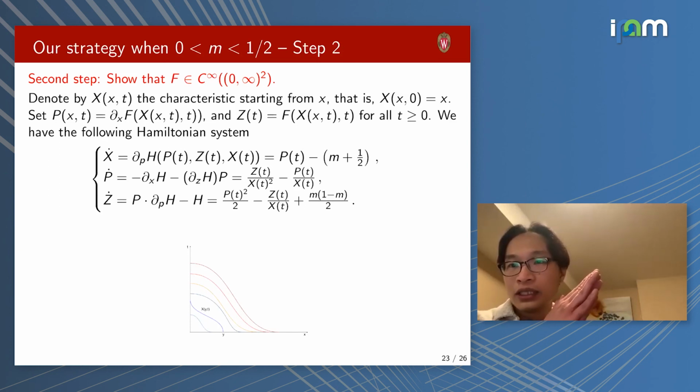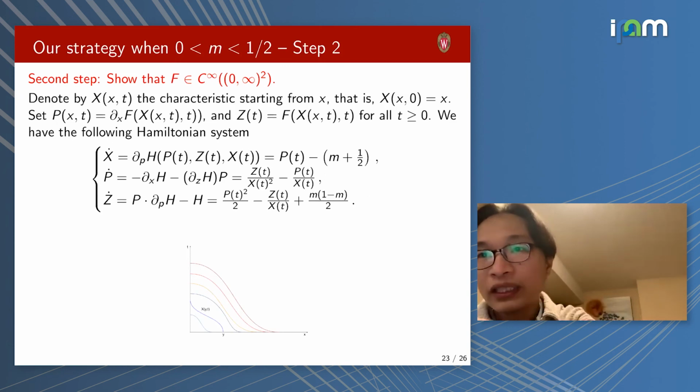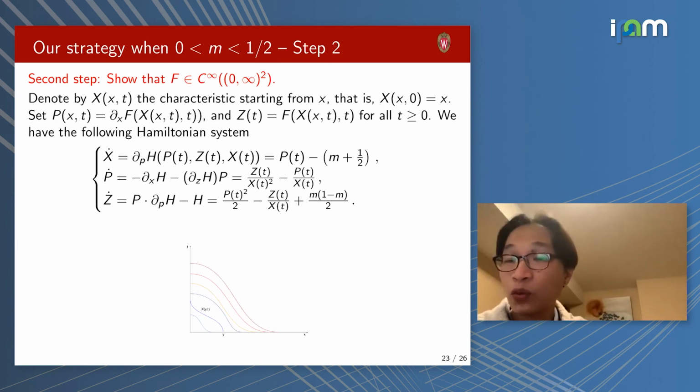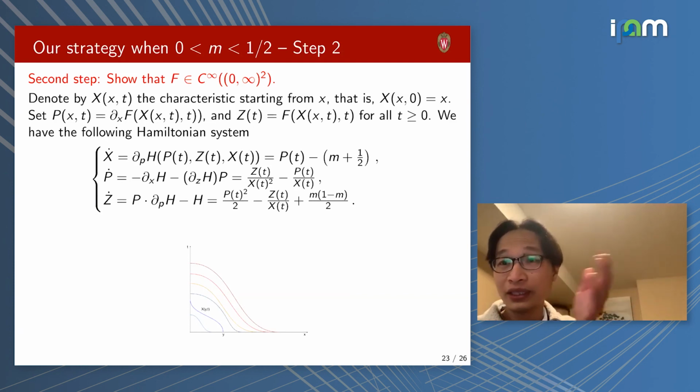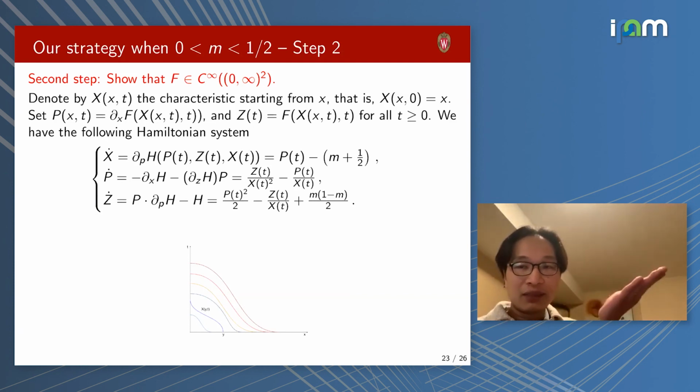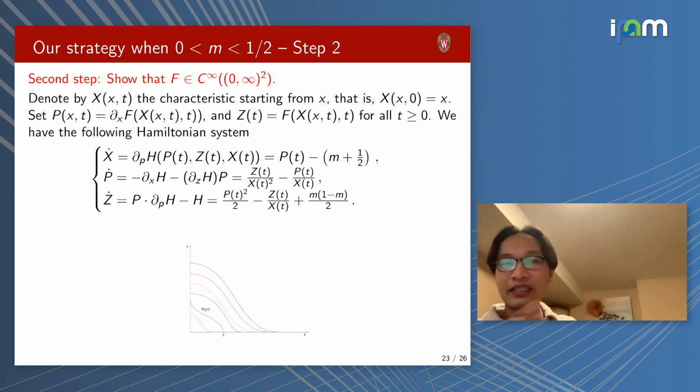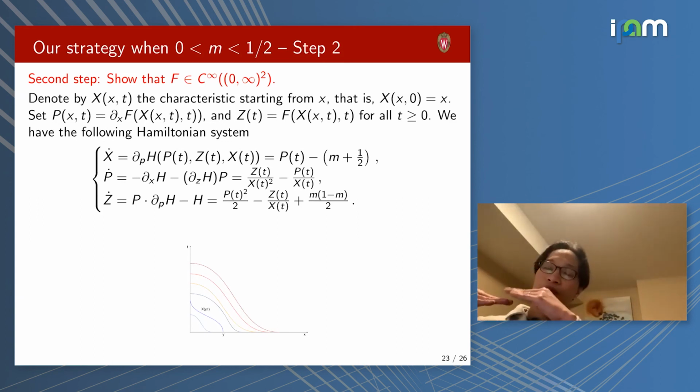And so this is 1D, so they are well ordered actually. Furthermore, you can see x dot is pt minus m plus 1/2. P is surely the gradient of f. We have shown that the gradient of f is between 0 and m. So you see that x dot is always smaller than minus 1/2. That's why the characteristics go from the right to the left. So they are decreasing. They're really well ordered.